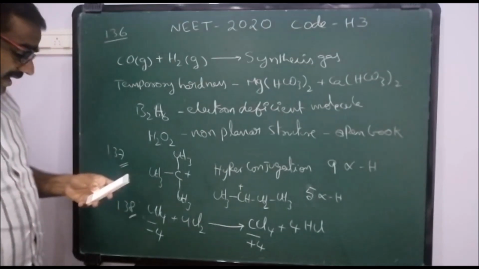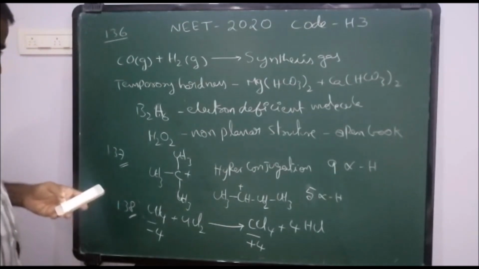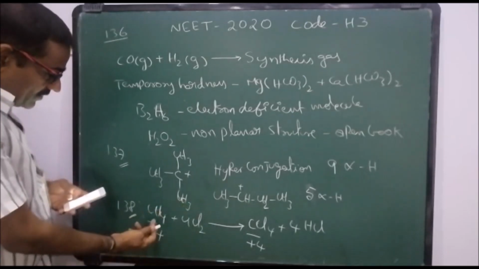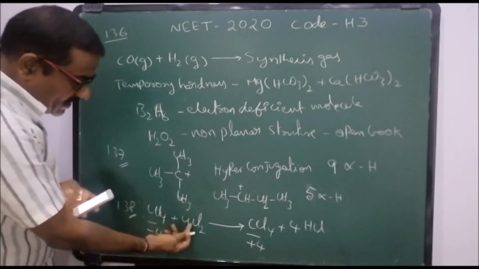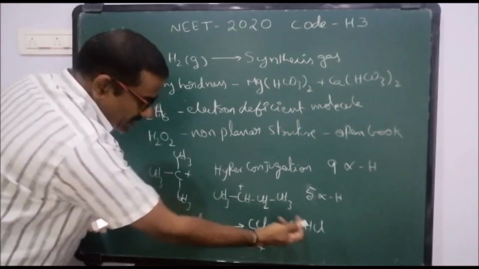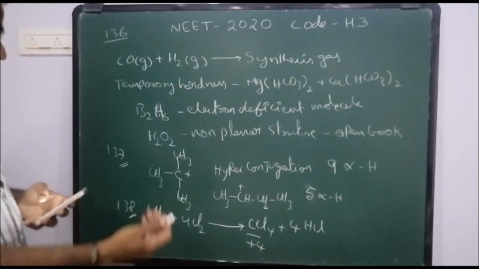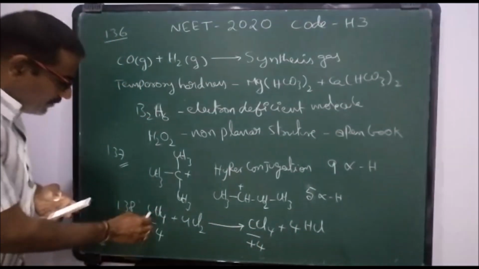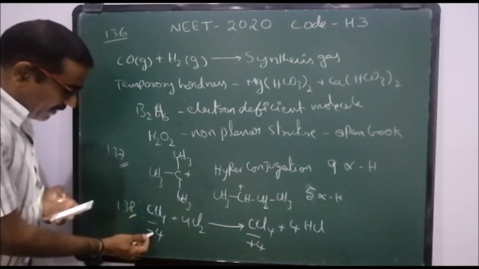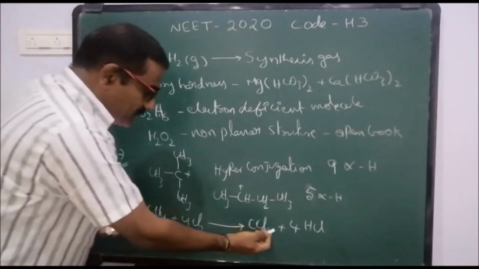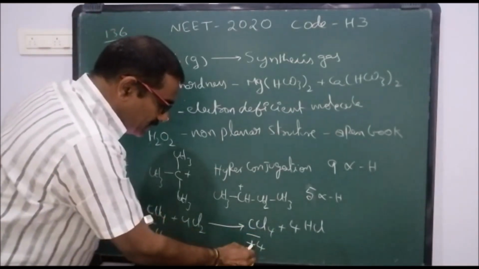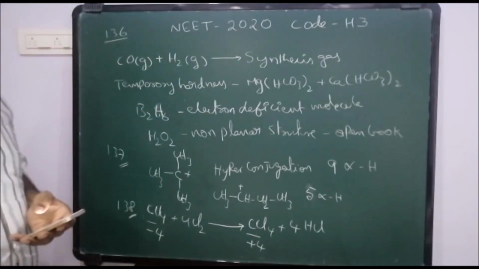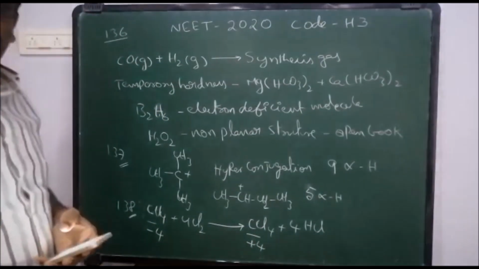Question number 138. What is the change in oxidation number in the transformation of CH4 + 4Cl2 giving CCl4 + 4HCl? Here we have to consider the change in oxidation state of carbon. In methane, the oxidation state of carbon is -4, and in CCl4, the oxidation state of carbon is +4. So the change in oxidation state is from -4 to +4.